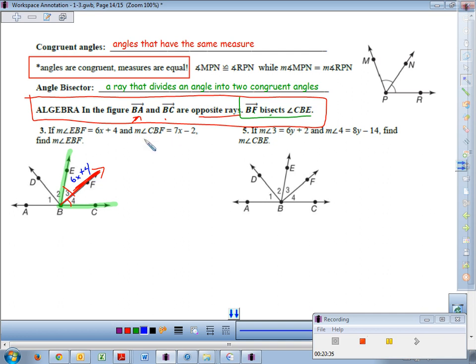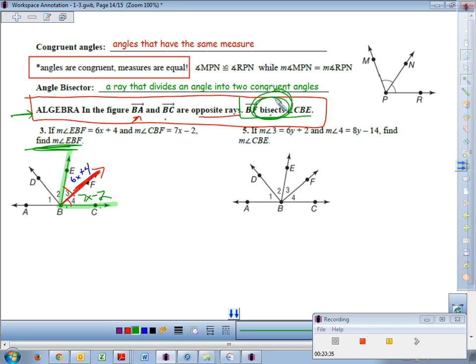Next bit of information. Measure of angle CBF, from C to B to F, right? It's 7x minus 2, so that goes in there. Is everyone okay with what I have done? It says for us to find the measure of angle EBF. Well, you can't just answer 6x plus 4. They have given us enough information to solve for x because of one magical word. If you were to pick out one word in the instructions, what was the most important word given to us?